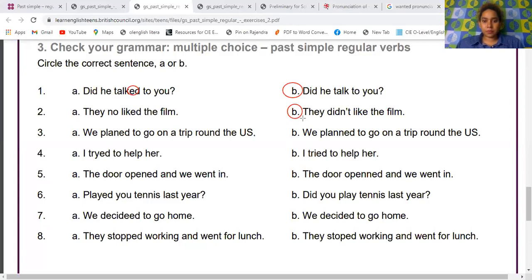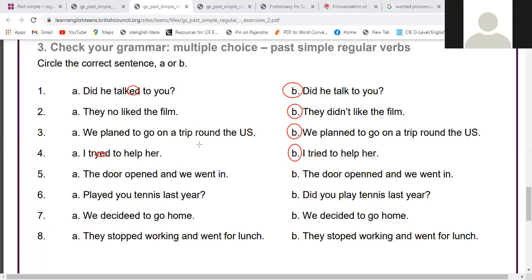Third one? B. We planned to go on the street round. Yes, B is the correct answer because it should be double. The last letter should be double because the previous letter is a vowel letter. Fourth one. A or B? B. Again B because tried is a wrong spelling. Five. A or B? B. The door opened. B. Opened and we went in. The door opened.